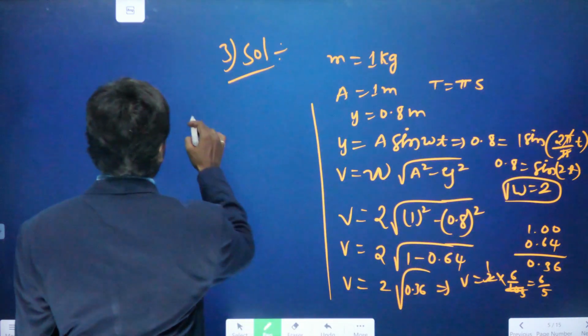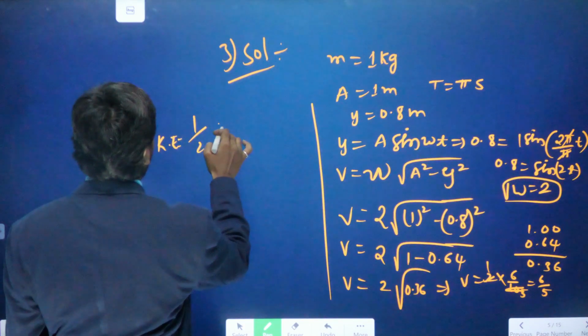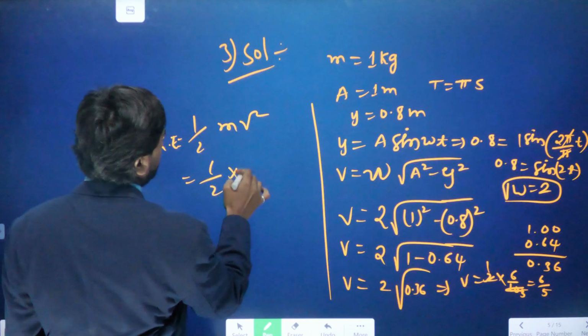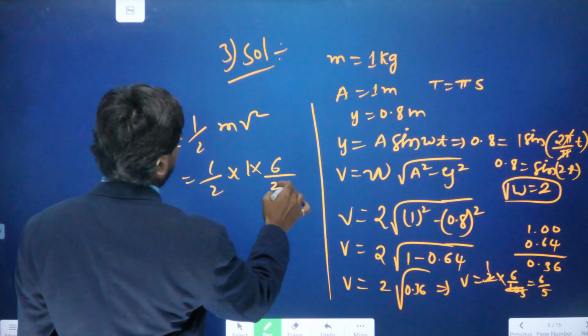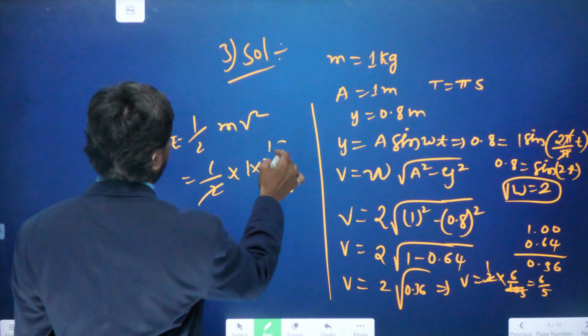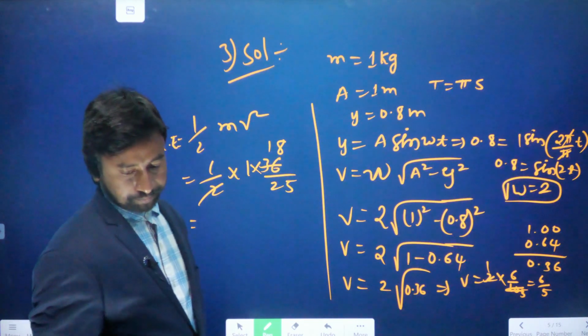Now, what is the kinetic energy formula? K is equal to half into m into v square. Half into m, which is 1, into v square, which is 36 by 25. It is 36 by 25, 5 square, so this will be 18. Simplify it and we will get the answer.